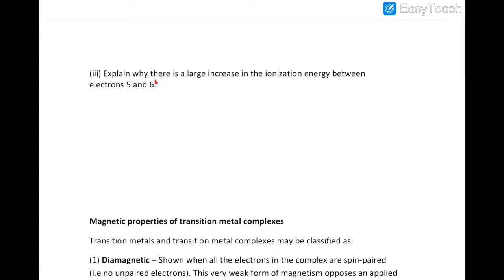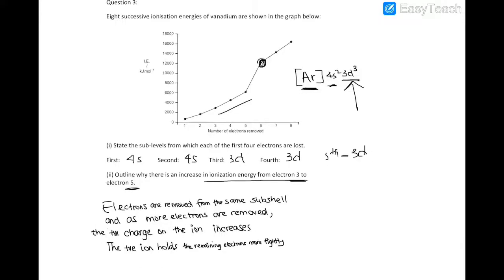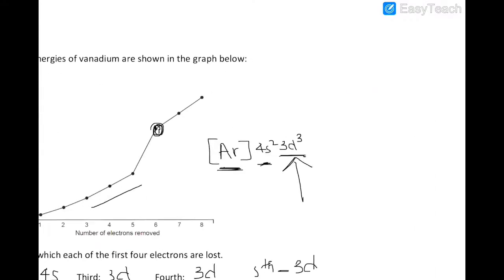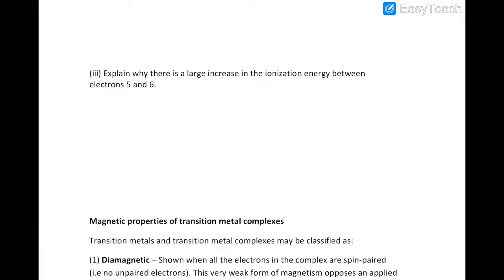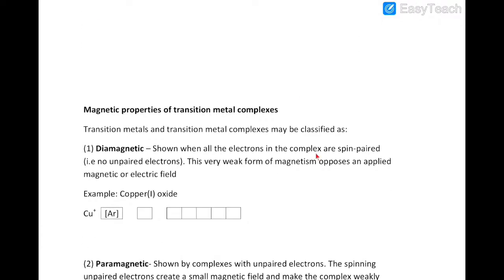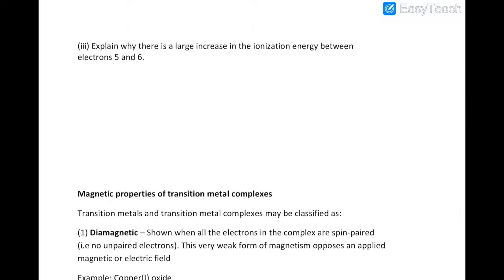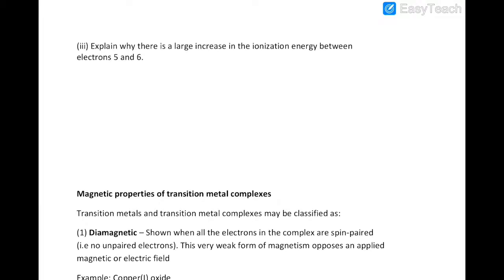There's one question here: explain why there is a large increase in ionization energy between electron 5 and electron 6. So for electron 6, the electron is removed from the inner 3p subshell. Okay, so you can write that down, and we're going to see magnetic properties in the next lesson. So thank you.